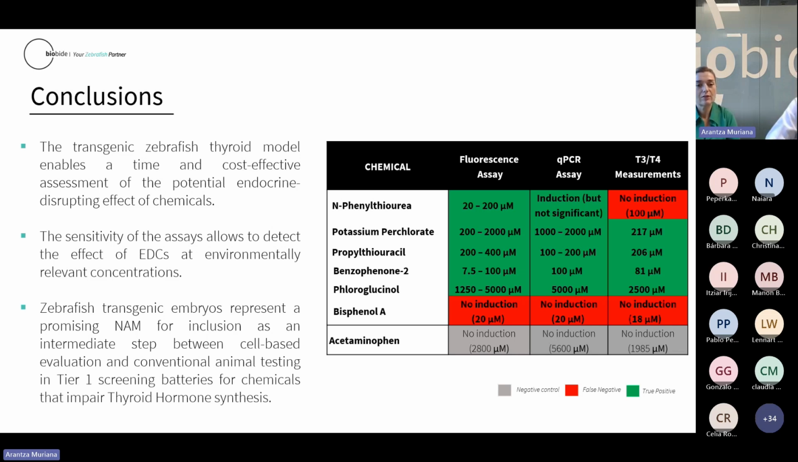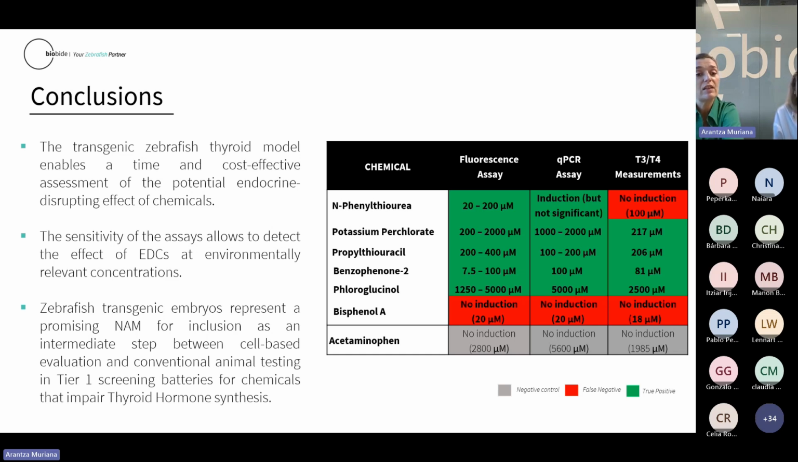So our conclusions are... Yeah, based on what Andrea just explained about our results, we can say that the thyroid inhibition assay with the transgenic zebrafish thyroid model, complemented by the RT-qPCR gene expression analysis of the genes related to the thyroid inhibition, enables a time and cost-effective assessment of the potential endocrine disruption effect of chemicals, and it can even be complemented with the T3, T4 levels if we are interested in having more information on them.